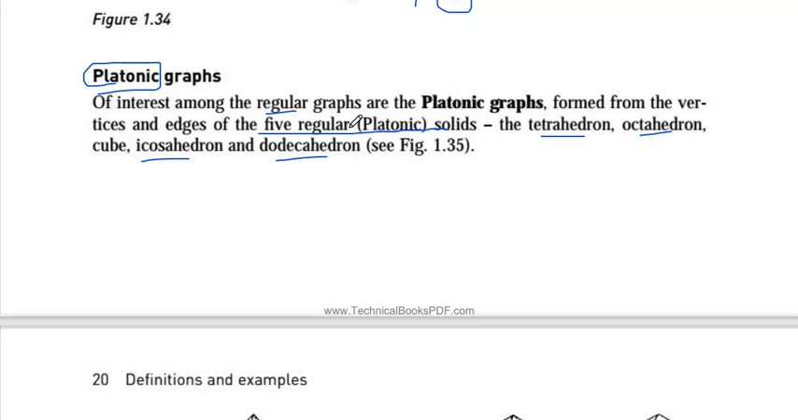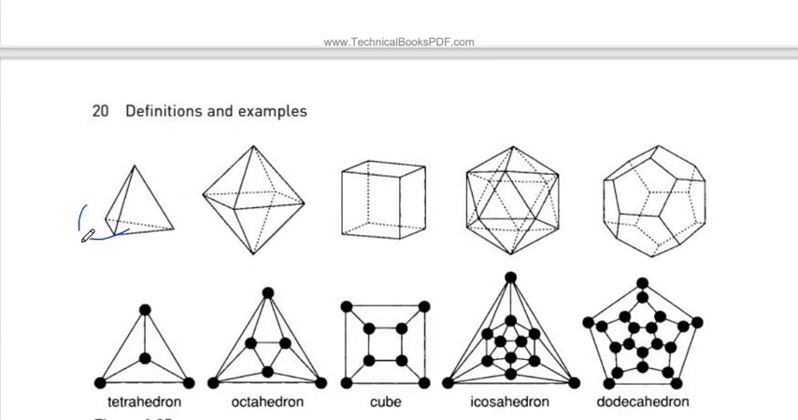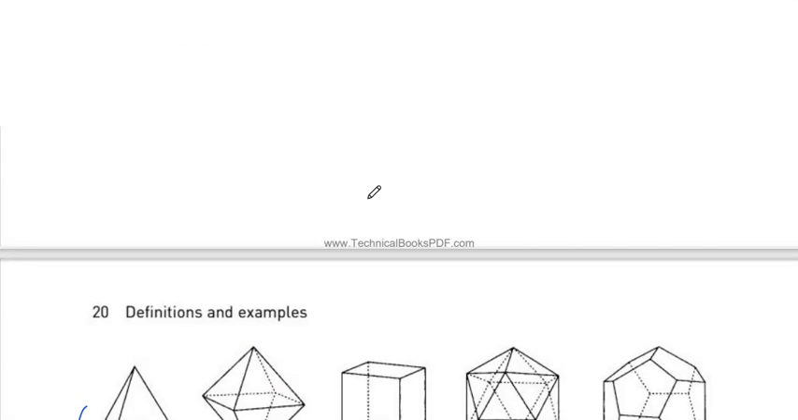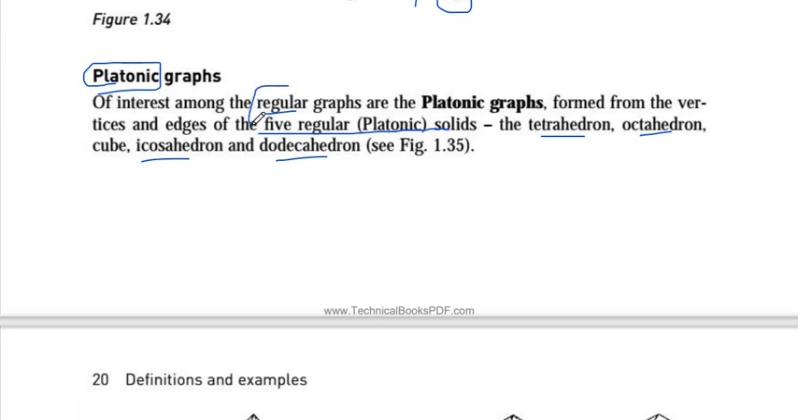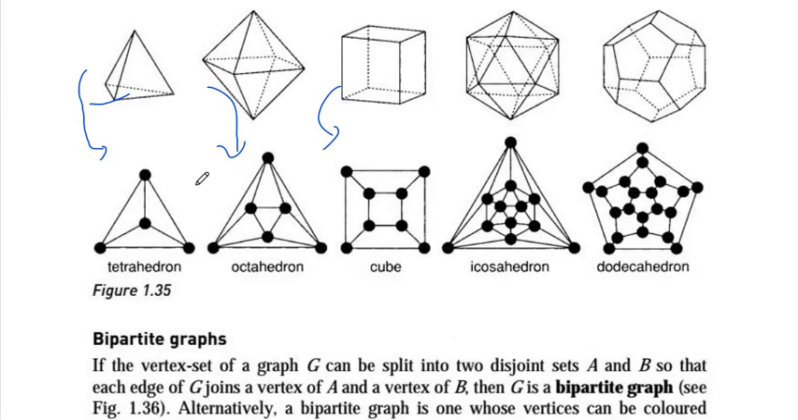If we can convert a regular Platonic solid into a graph, then we can also make a regular graph, and it's called Platonic. We convert each solid into a 2D graph: this octahedron into this graph, this cube into this graph. So it's called Platonic, but it's regular, so the number of degrees is the same. You have to remember that the degree of each vertex is the same.